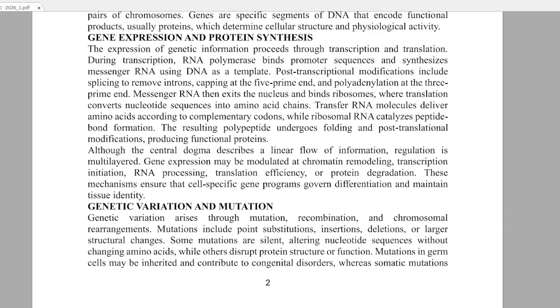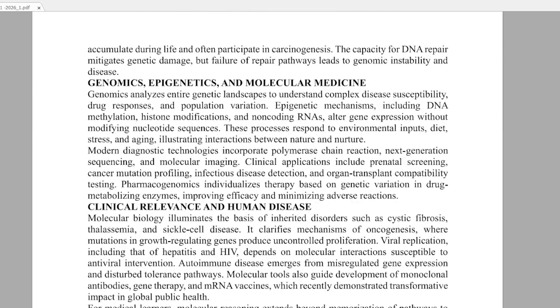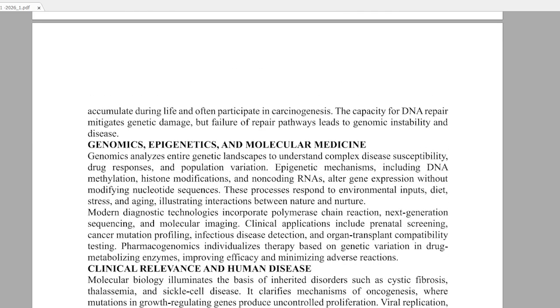Mutations in germ cells may be inherited and contribute to congenital disorders, whereas somatic mutations accumulate during life and often participate in carcinogenesis. The capacity for DNA repair mitigates genetic damage, but failure of repair pathways leads to genomic instability and disease.